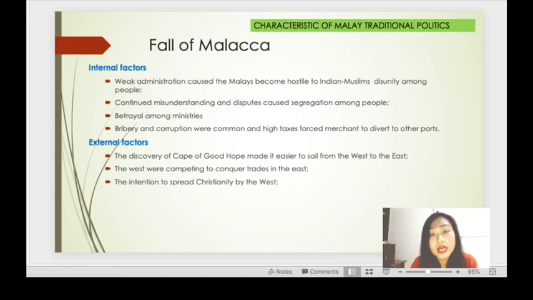divert to other ports. And then meanwhile, for the external factors, the points are the discovery of the Cape of Good Hope, which made it easier to sail from the west to the east. The west were competing to conquer trades in the east. And then the intention to spread Christianity by the west.